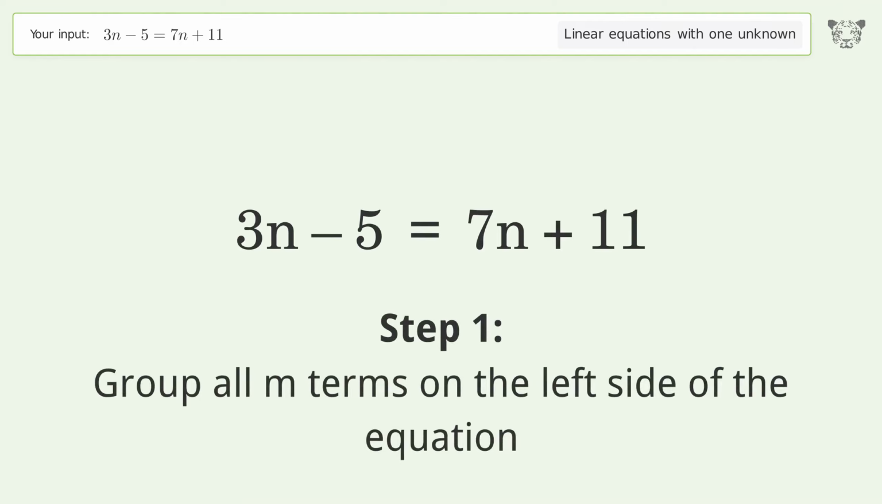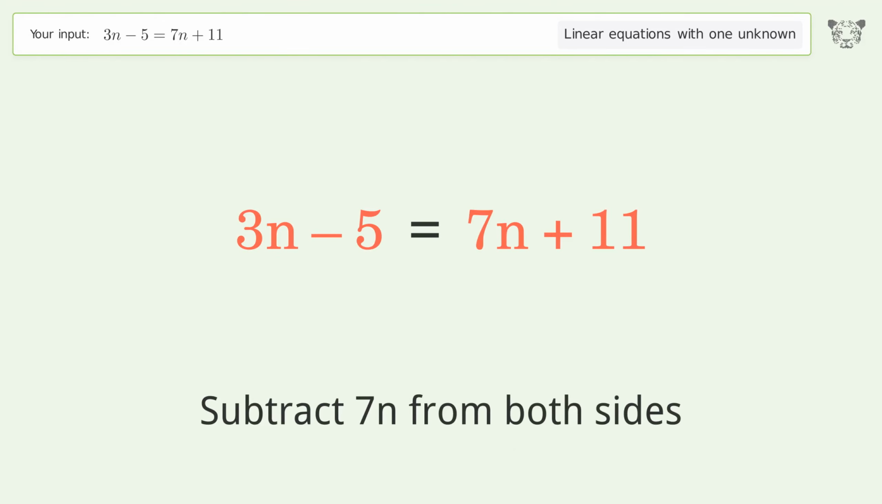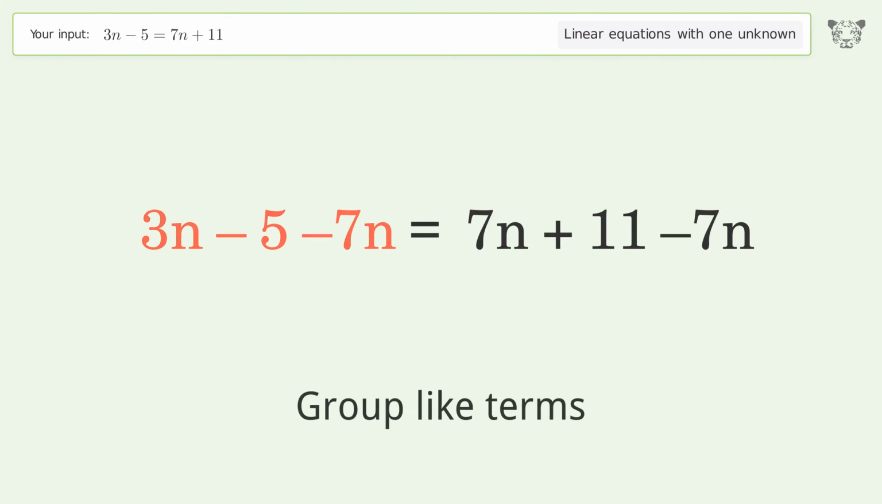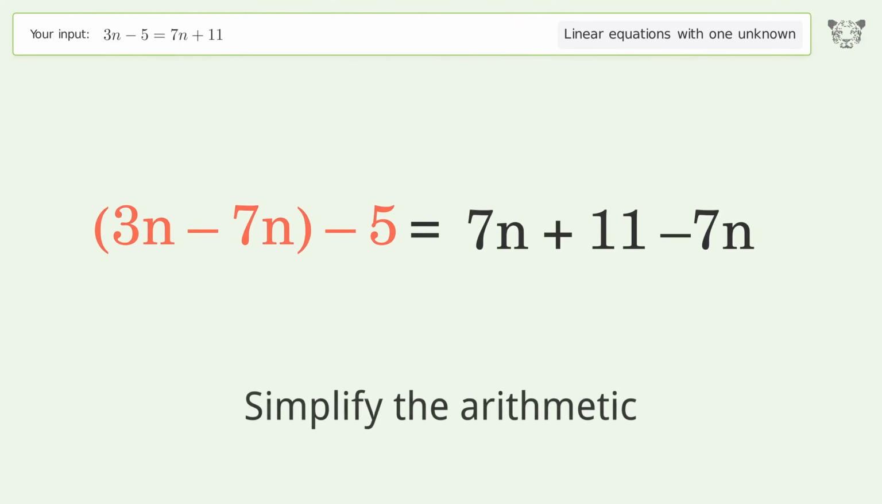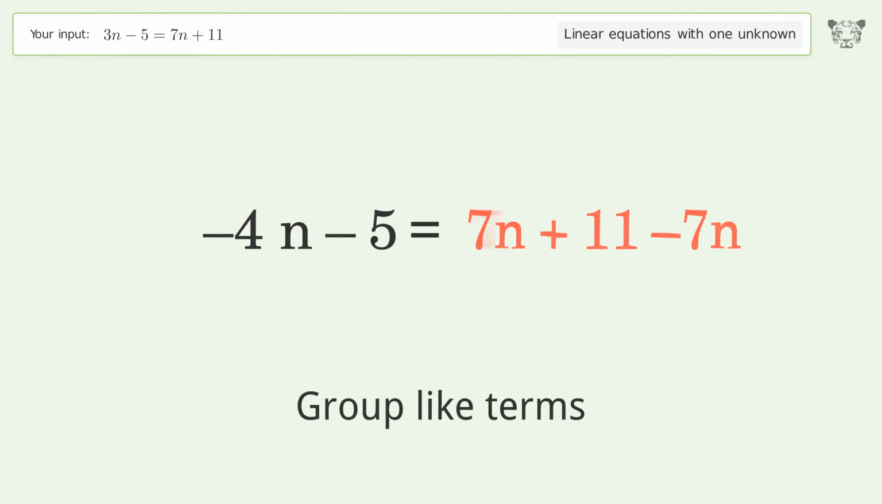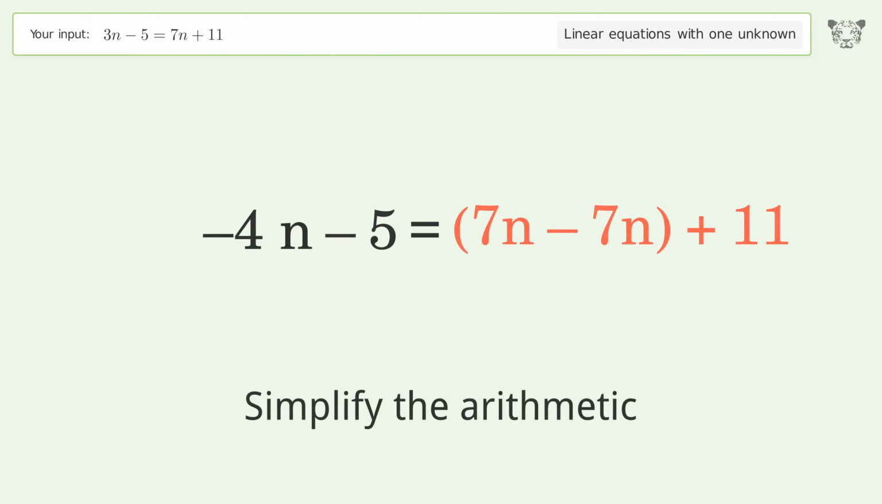Group all n terms on the left side of the equation. Subtract 7n from both sides. Group like terms. Simplify the arithmetic. Group like terms. Simplify the arithmetic.